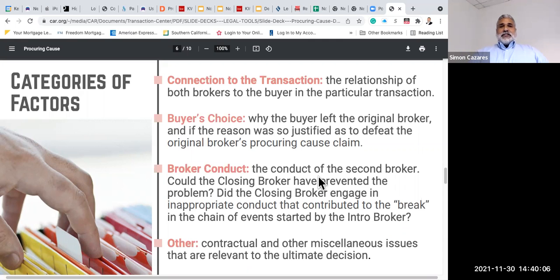The other element to the categories of factors is the broker conduct. Was the other agent or broker being misleading? "Well, Mr. and Mrs. Buyer, if you choose me, I'll make sure to get your offer accepted. But only if you work with me, I'll make sure to get the seller to accept your offer. I have the insight, I have the intel. I can provide you with information, but only if you use me."